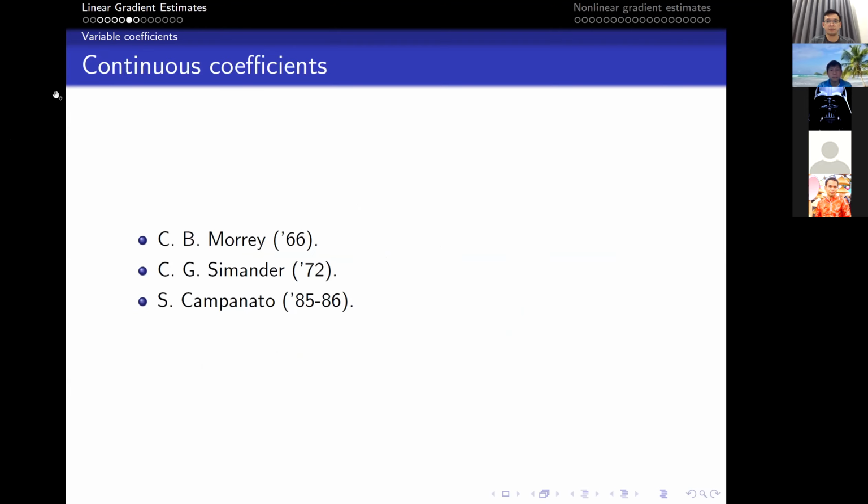Okay, so by using this kind of approach, continuous coefficients work, as in '66 by Morrey in his book, '72 by Ziemer, and '85 to '86 by Campanato. Actually, this covers nonlinear problems with linear growth. It looks like linear problems.